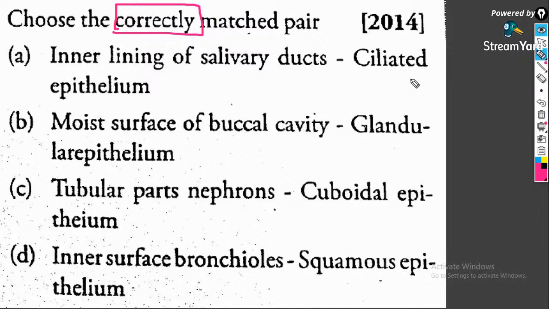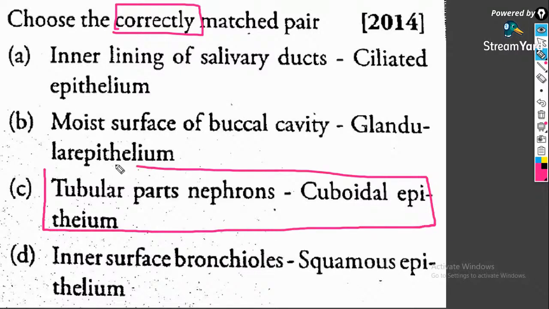Guys, the correct answer for this question is option C, tubular parts of nephron, cuboidal epithelium. Inner lining of salivary duct, you would see simple cuboidal epithelium. It's not ciliated. And moist surface of buccal cavity, you will see stratified epithelium. And inner surface of bronchioles, you will see ciliated epithelium.